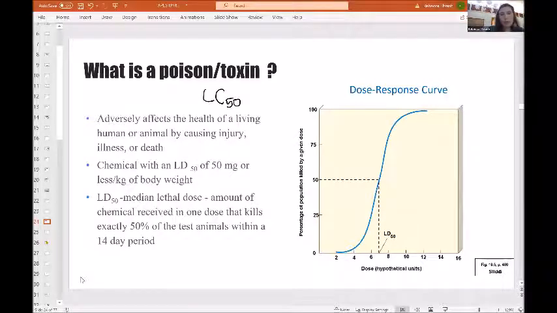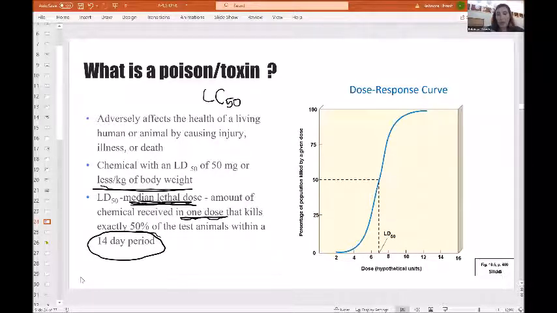Now, a chemical with an LD50 of 50 milligrams or less per kilogram of body weight. What we're looking at here is the median lethal dose. Why 50? Why is that an important number? Well, that is the amount of chemical in one dose that would kill 50% of our test population within a 2-week time span. So that means that you could have a chemical here that at a dose below that LD50 only affects maybe 25%. We wouldn't then say that's the lethal dose.